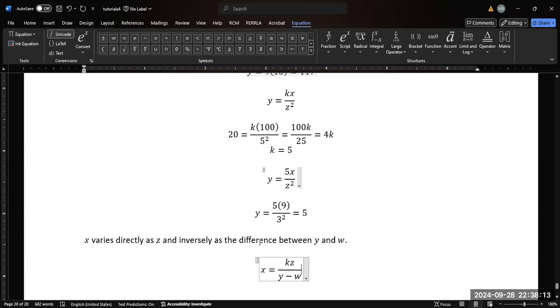So here, the difference goes in the denominator. Both parts go into the denominator. If this was inversely as the sum of y and w, then it would be y plus w. Or it could say inversely as the product of y and w, in which case it would be y times w in the denominator.